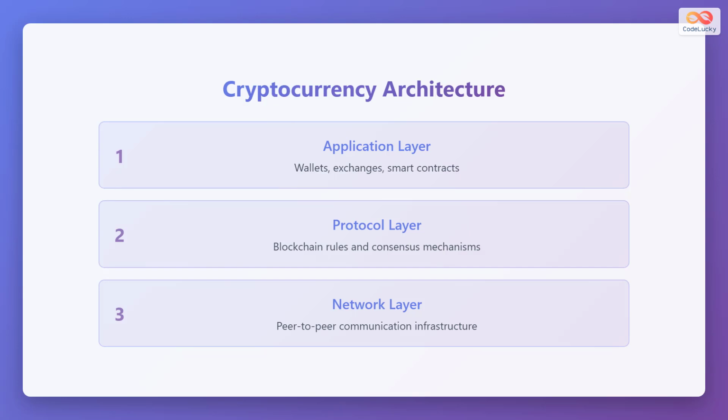Cryptocurrency architecture can be viewed in layers. At layer number 1, we have the application layer, which includes wallets, exchanges, and smart contracts. Moving to layer number 2, we have the protocol layer, which defines the blockchain rules and consensus mechanisms. Finally, at layer number 3, is the network layer, which is the peer-to-peer communication infrastructure that allows the nodes to communicate.